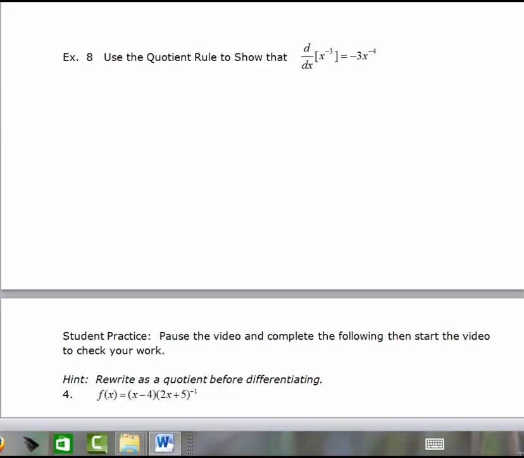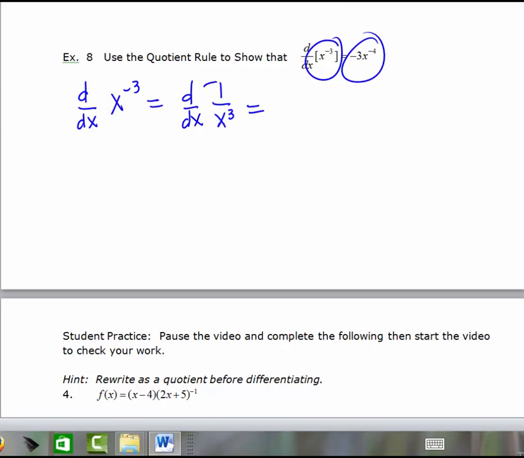And it says to use the quotient rule to show that d dx of x to the negative 3 is equal to negative 3x to the negative 4. So the first thing I'm going to do, I know that d dx of x to the negative 3 is going to equal d dx of 1 over x cubed. So I'm going to use the quotient rule. And basically in doing this, we're kind of showing that the power rule does work even if the exponent is a negative. But let's use the quotient rule to do that.